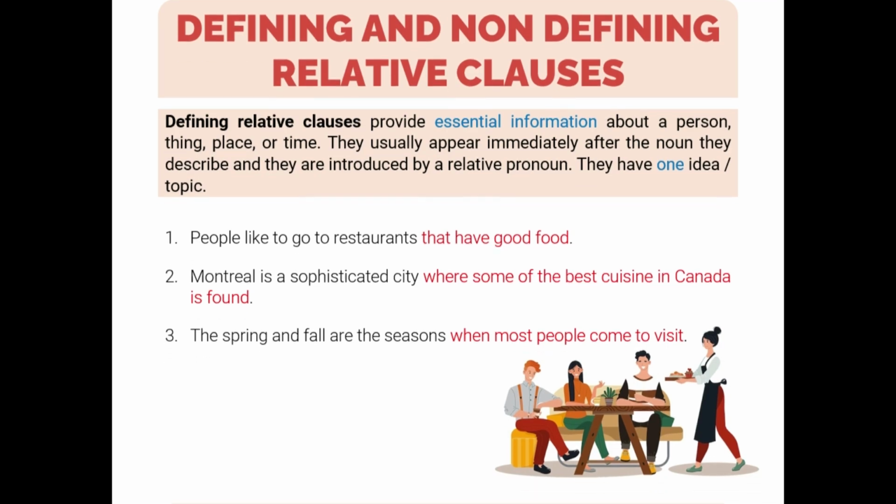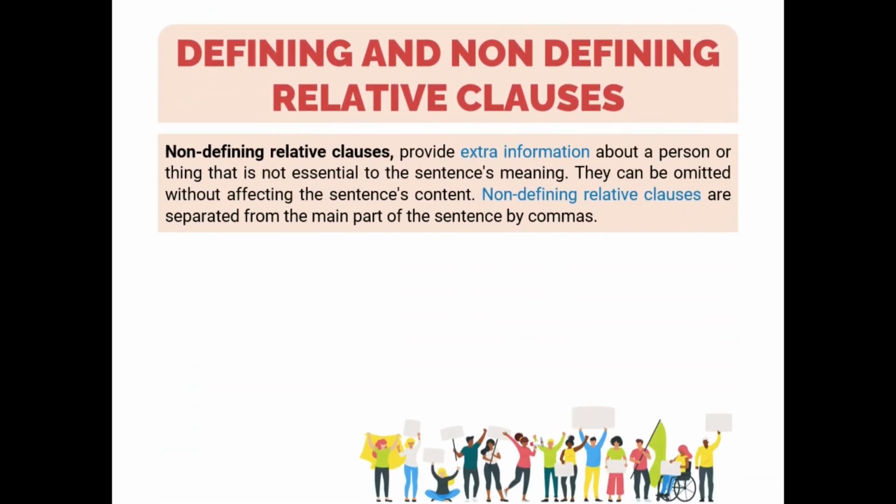Now, non-defining relative clauses provide extra information about a person or thing that is not essential to the sentence meaning. They can be omitted without affecting the sentence content. Keep in mind that non-defining relative clauses are separated from the main part of a sentence by commas. The easiest way to identify a non-defining relative clause is by counting how many ideas, topics, we have in our sentence. Non-defining relative clauses have two ideas.